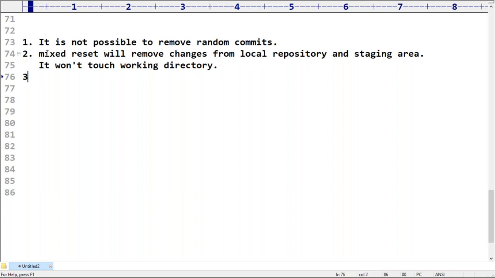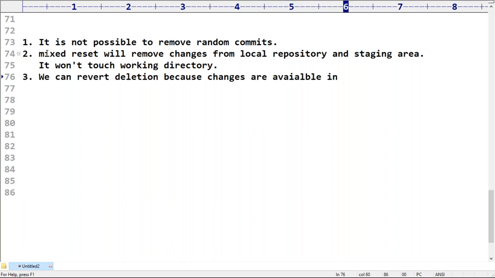Next, is it possible to revert or not? I want to revert the changes. Is it possible or not? Yes, we can revert the deletion because changes are available. Changes are available in which area? In the working directory. That's all. How beautiful this is about mixed mode. If you can understand mixed mode, nothing is there in soft mode and nothing is there in hard mode. Any doubt?